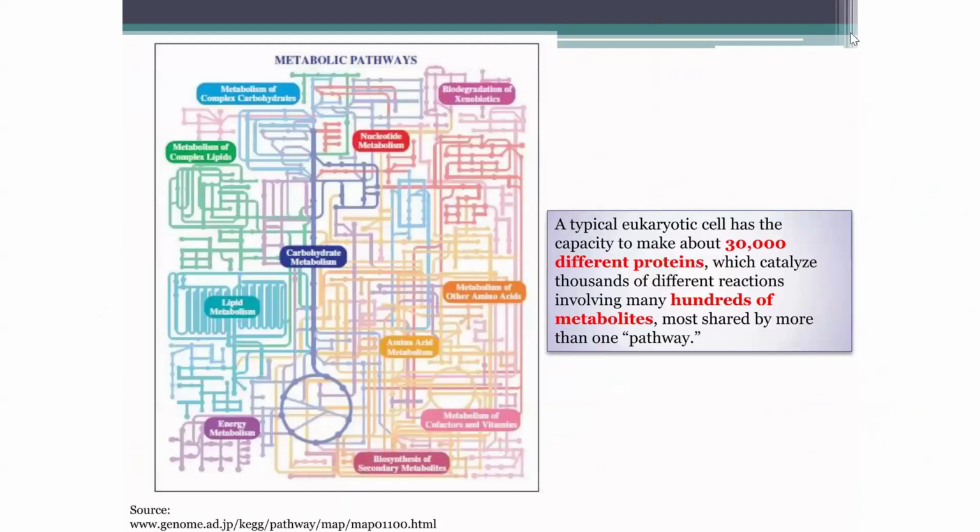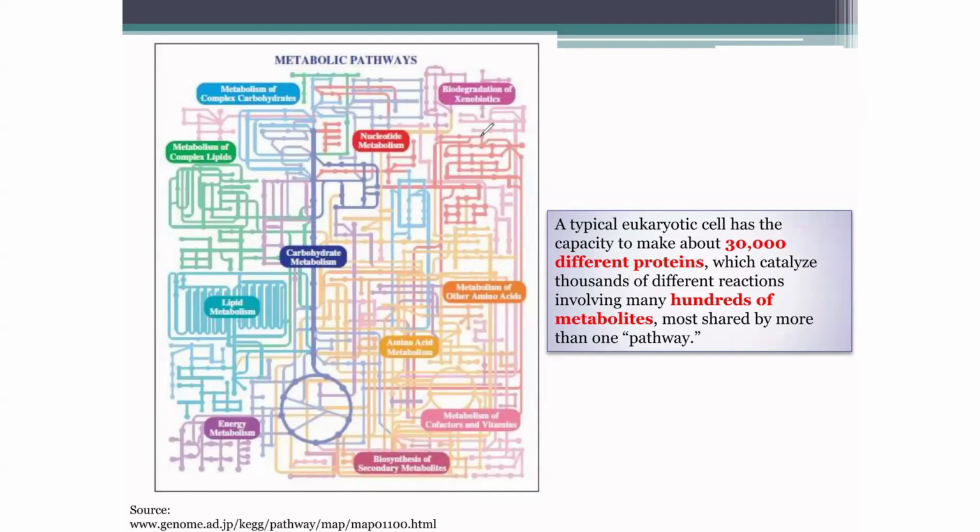Okay, and then the next thing is that a typical eukaryotic cell has the capacity to make 30,000 different proteins. And these 30,000 different proteins are used in catalyzing thousands of different reactions involving 100 metabolites, most shared by more than one pathway. So we should understand, ladies and gentlemen, that in a typical eukaryotic cell, it can be human or any other organism, but it depends on the complexity of the organism.